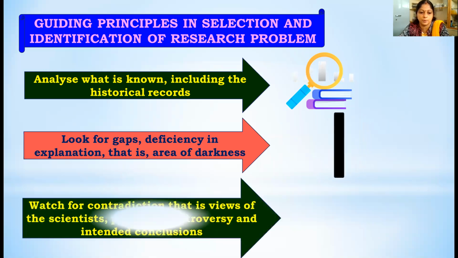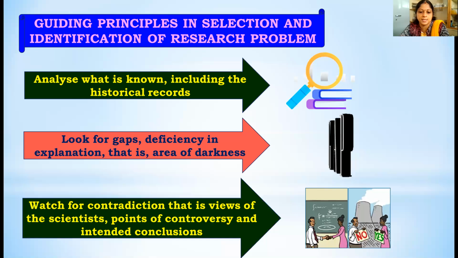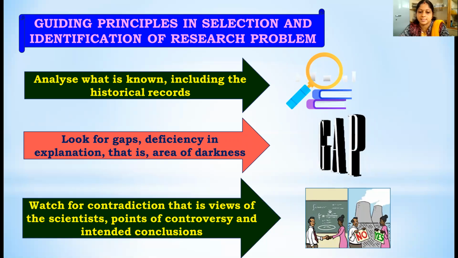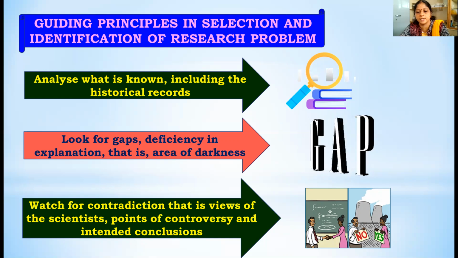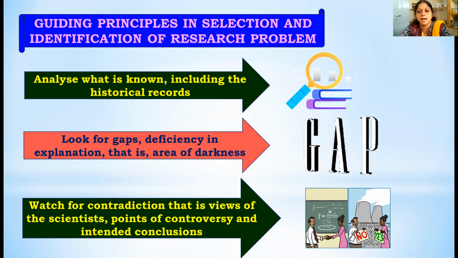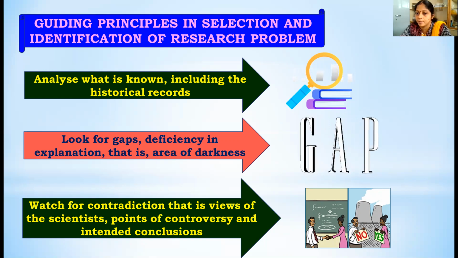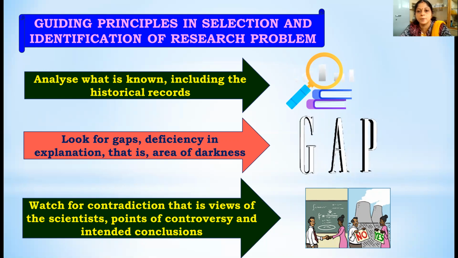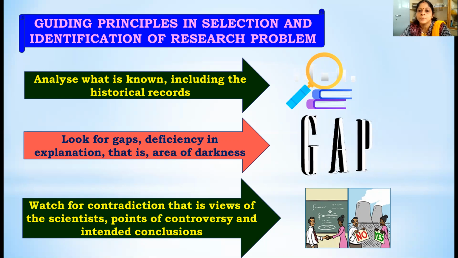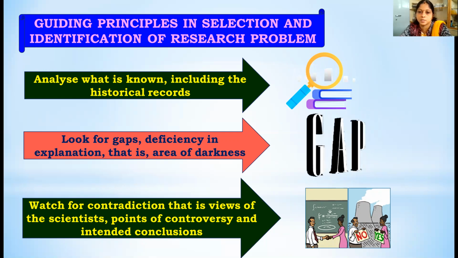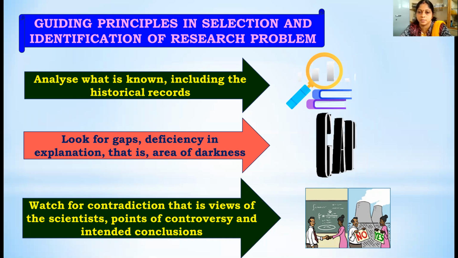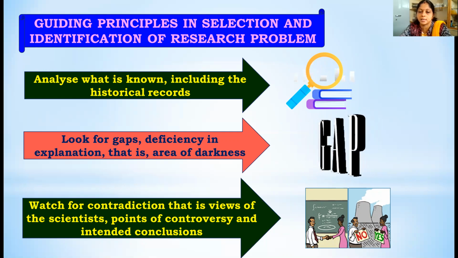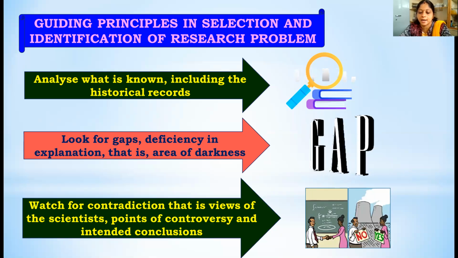This could be selected as a research problem. And watch for contradictions, that is, in view of the scientists' points of controversy or intended conclusion. They may say that by educating women we can empower them. Some people may say that if you make them economically strong, we can empower women in a society. There is a contradictory statement. If there is any contradiction, we can take these two aspects for our research, and find out which is correct and which is proved correct, and that acts as a problem for my research.